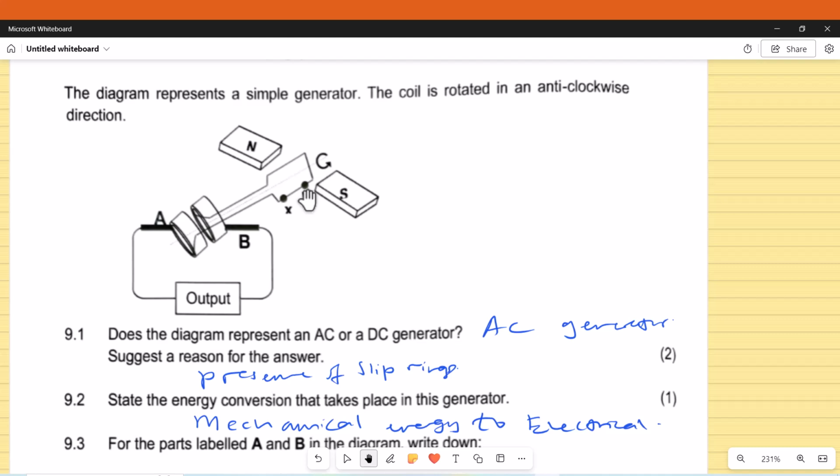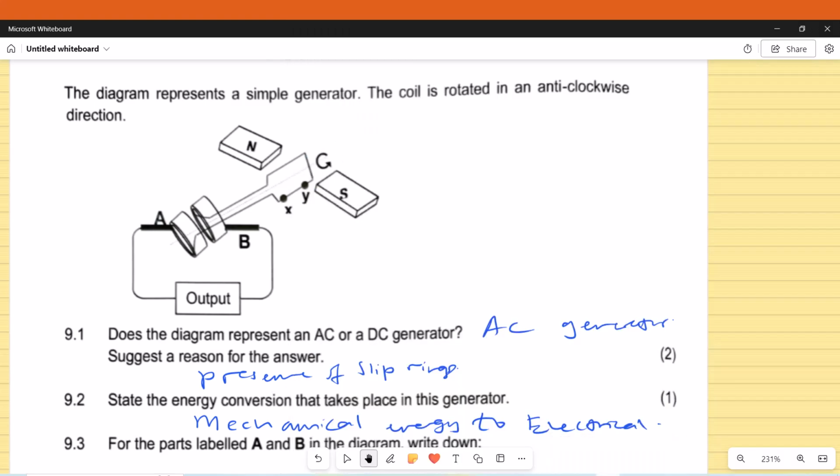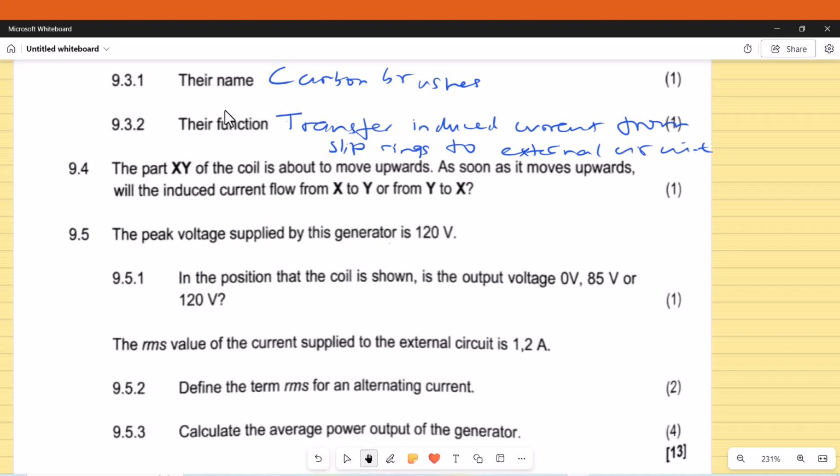the current is going to move from where to where? What do you see there? It moves from where to where? Yes, my right hand here shows me it is from X to Y. If you did it correctly, you're going to see this flows from X to Y. Okay, so this is X to Y.